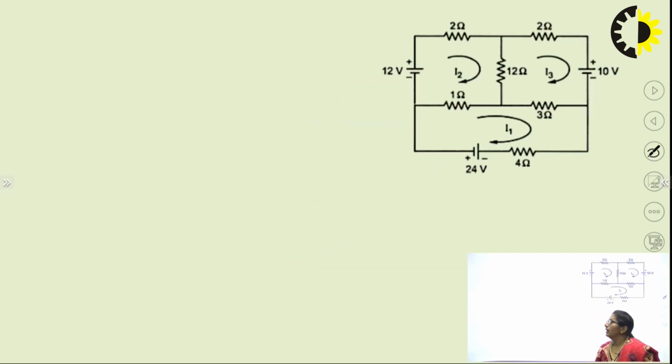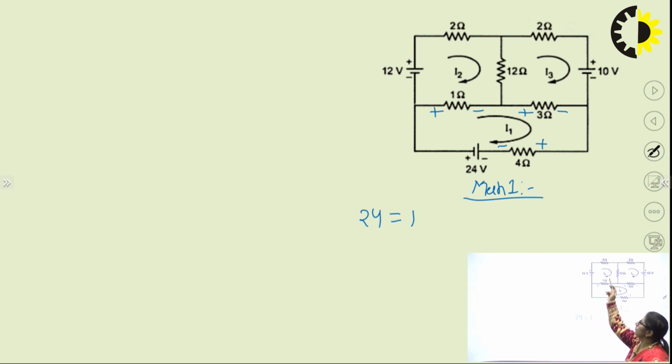Fine. Now, once again, writing the KVL equation for mesh 1. For mesh 1, once again, we are used to it. I am starting with this negative, positive, positive, negative, positive, negative, and positive, negative, right? If that is so, I'll start with 24. 24 is equal to 1. And what is the current flowing in 1 ohm? Is it only I1? No. This is the common element between two meshes. So it has to be either the addition or the subtraction of the two currents, right?